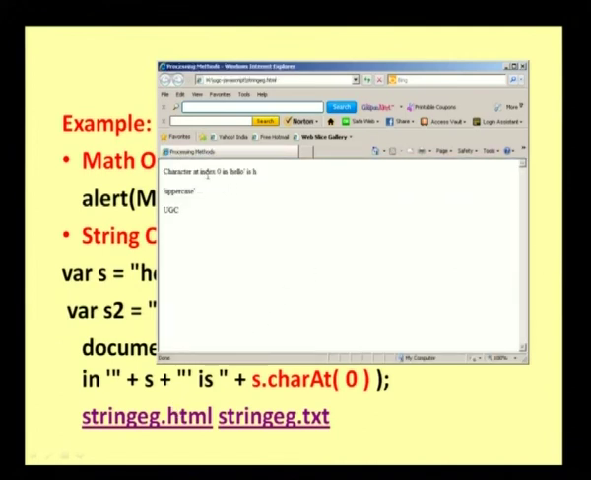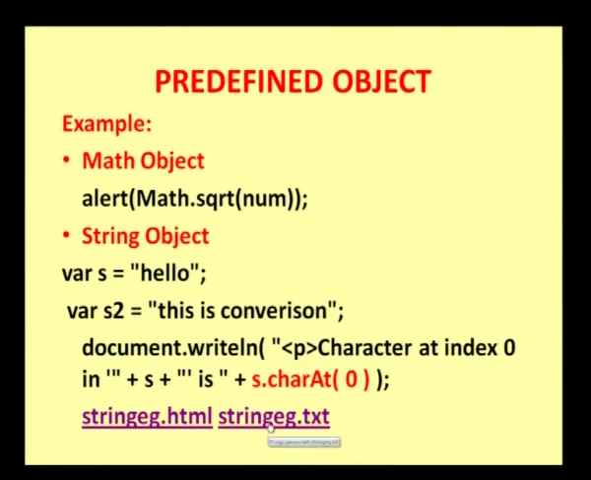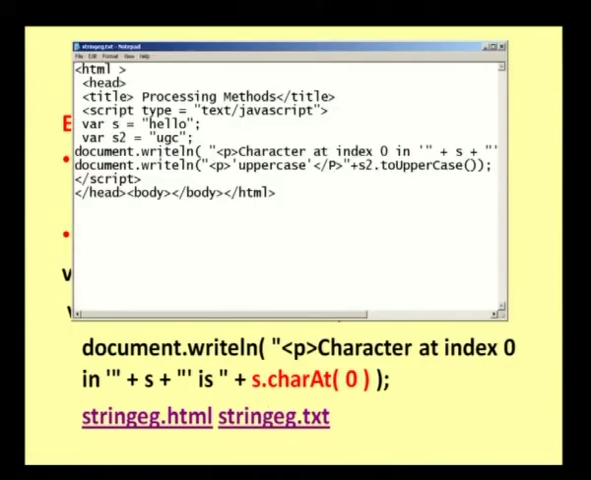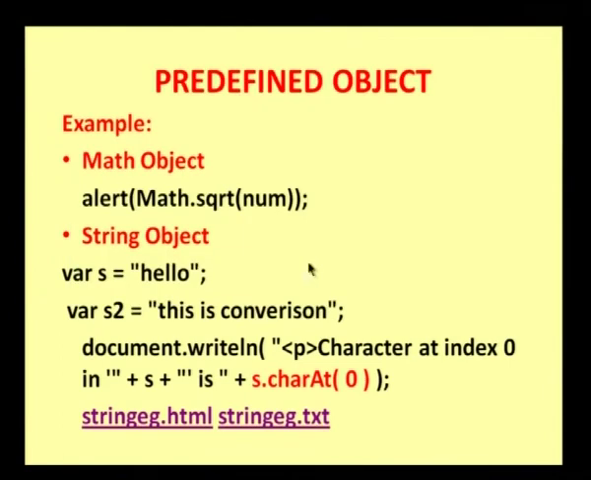So the character at index 0 of hello is h. So the first portion is printed, and next is the uppercase letter UGC. We have specified it in small case, but it has been printed as uppercase. So this is in lower case. Since we are converting that s2 string to uppercase, we are getting the output UGC in uppercase. So these are very basic functions for string manipulations.